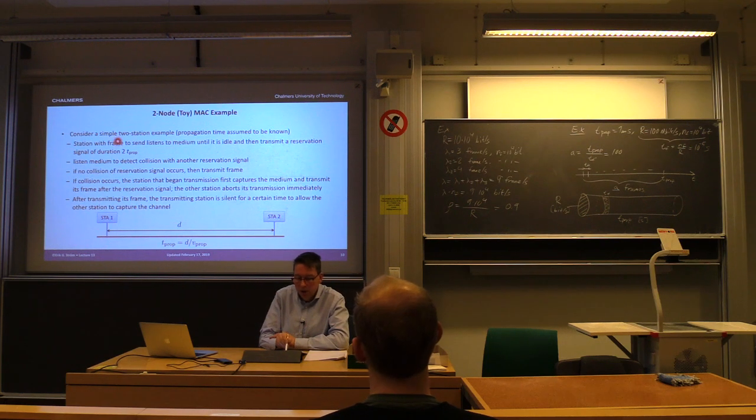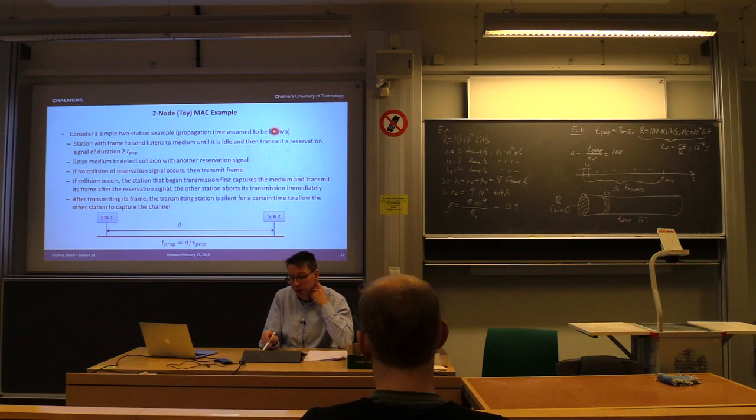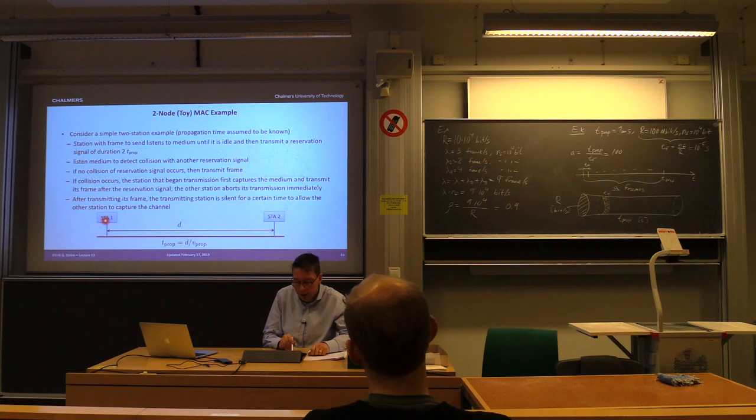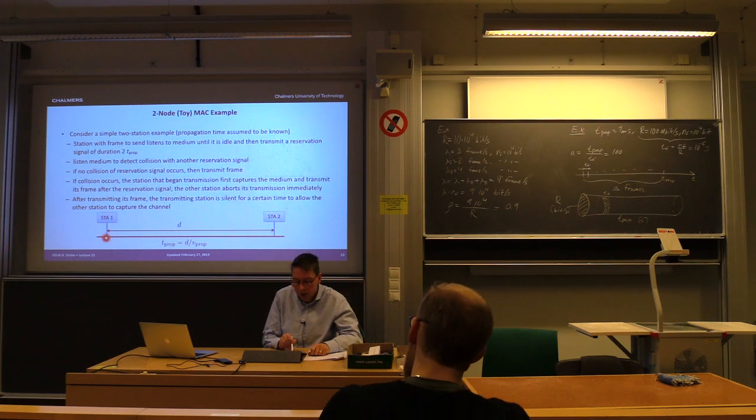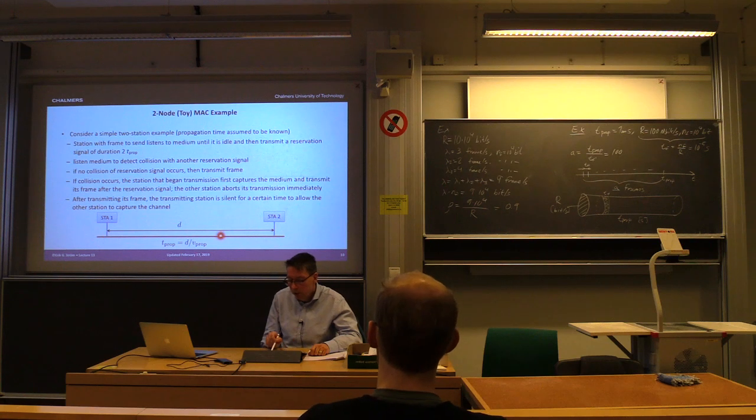So we look at the simple two-station example, and we assume here for the sake of argument that we know the propagation times. What is the propagation time? Well, it's the time it takes for a signal from station number 1 to reach station number 2. And if they are at distance d, then t_prop is d divided by v_prop, where v_prop is the propagation speed here.